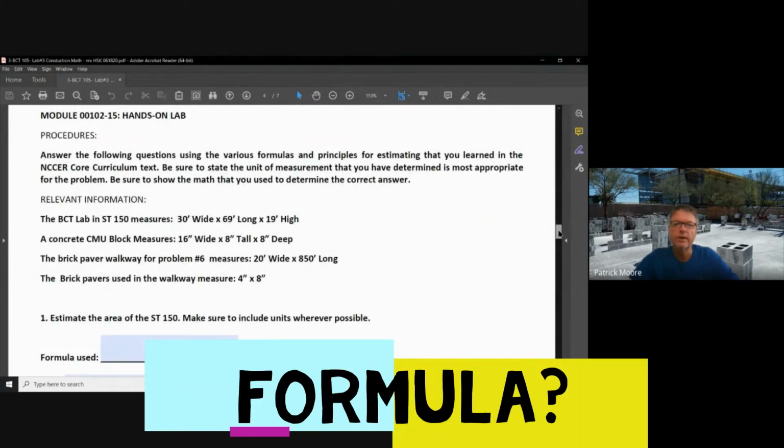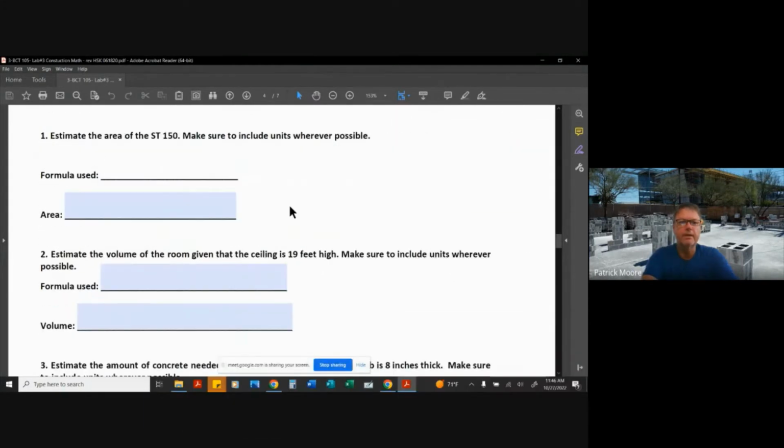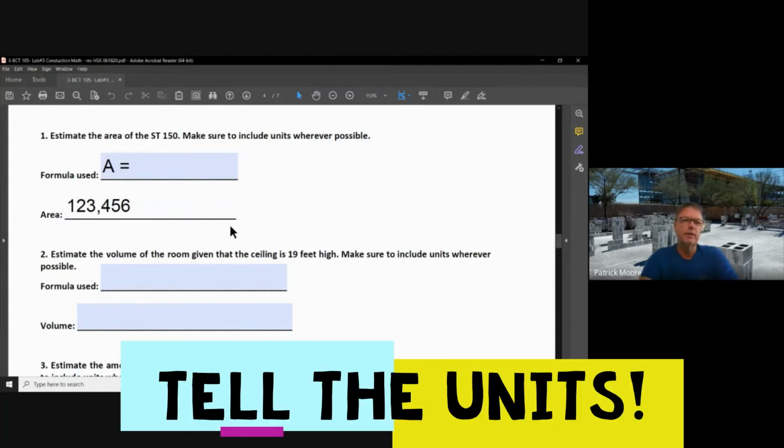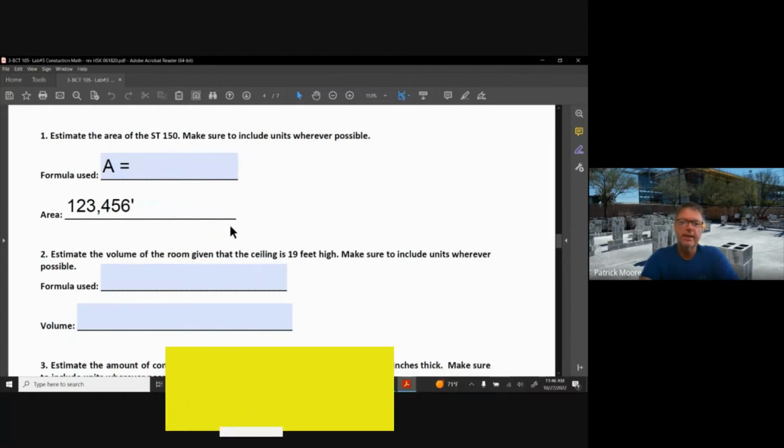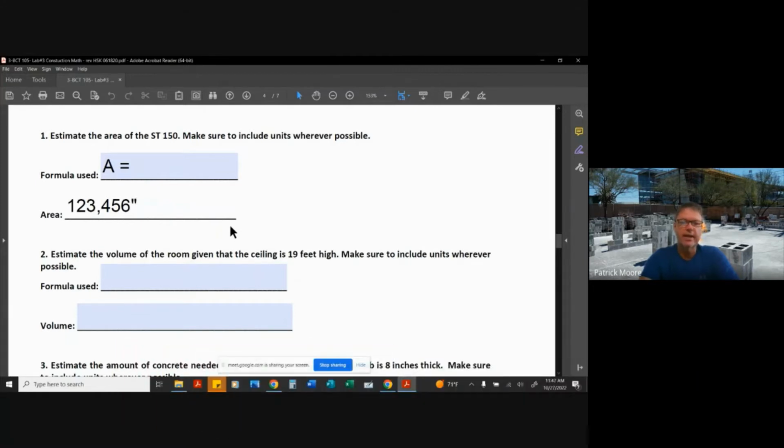Okay, when they're asking you what the formula would be, area equals letters and operations like plus, minus, divided by, multiplication. When you state the area in numbers, maybe you say it's 123,456. I would like you to put a comma in to denote thousands and units. So if it's feet, it would look like that. If it's inches, it would look like that.